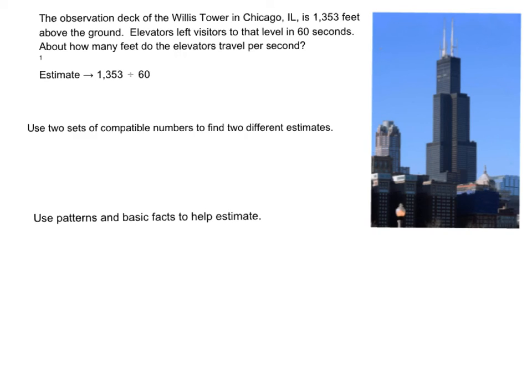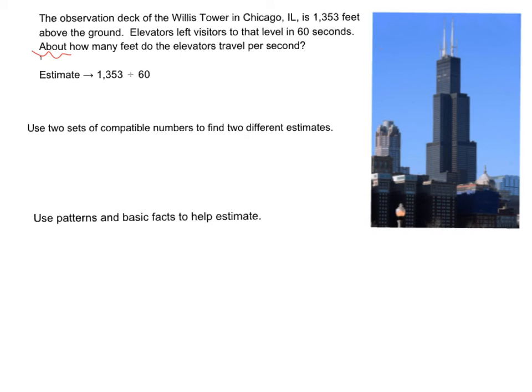So we are going to be estimating because right here it says about how many feet. Not exactly how many feet, but just about how many feet do the elevators travel per second. So we're estimating 1,353 divided by 60. And to do that, we are going to use two sets of compatible numbers. And that will give us two different estimates.